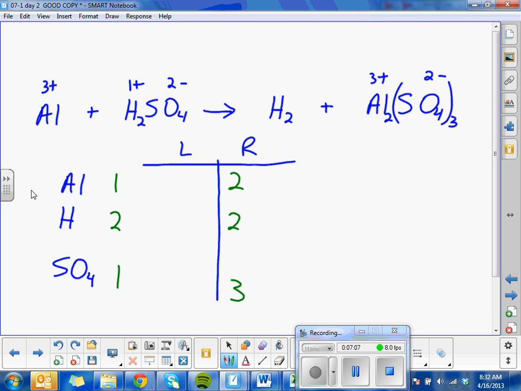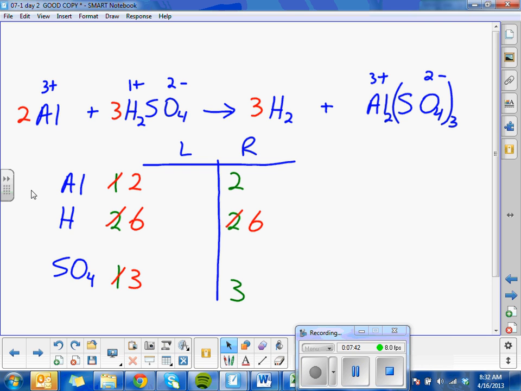Pretty easy to get the aluminum to be 2 over there. So we change that to a 2, and changes that to a 2. And now we've got sulfate. We need to get 3 sulfate on the left side. So we have 1 right now, so we put a 3 out in front there, changes sulfate to 3, but it also changes the hydrogen to 6. We had 2 times 3 gives us 6. Now, the only thing that is not balanced is the hydrogen on the right side. We have 2, we need to make 6, so that's a pretty easy one. We put a coefficient of a 3 out front, and now we have 6.